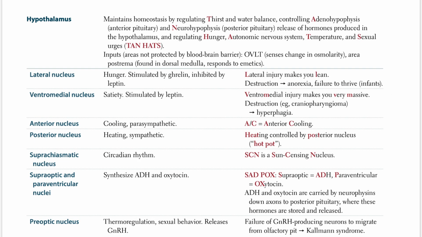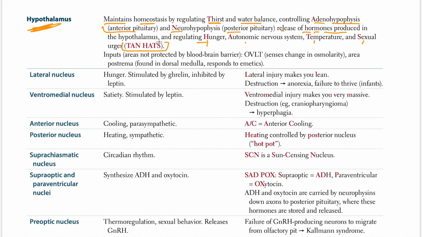All right, now let's talk about the hypothalamus. The hypothalamus maintains homeostasis by regulating thirst, water balance, controlling the adenohypophysis, which is the anterior pituitary, and the neurohypophysis, which is the posterior pituitary, the release of hormones produced by the hypothalamus, and regulating hunger, the autonomic nervous system, temperature, and sexual urges.